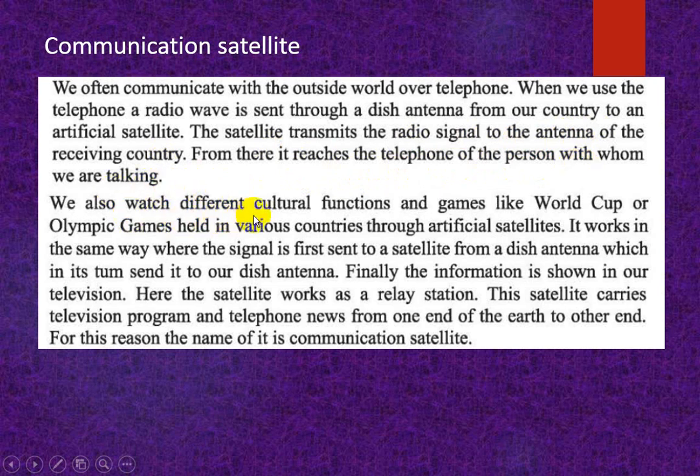We also watch cultural functions and games like the World Cup and Olympic Games held in various countries through artificial satellites. It works in the same way: the signal is first sent to the satellite from a dish antenna, which in its turn sends it to our dish antenna, and finally the information is shown on our television. Here the satellite works as a relay station. It carries television programs and telephone news from one end of the earth to the other. For these reasons, it is called a communication satellite.